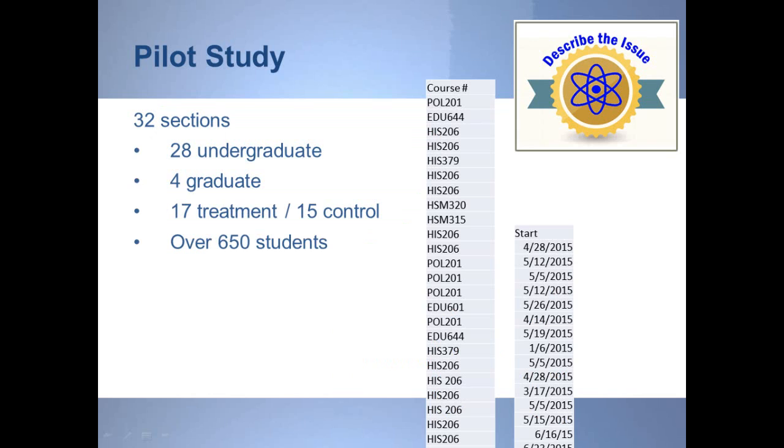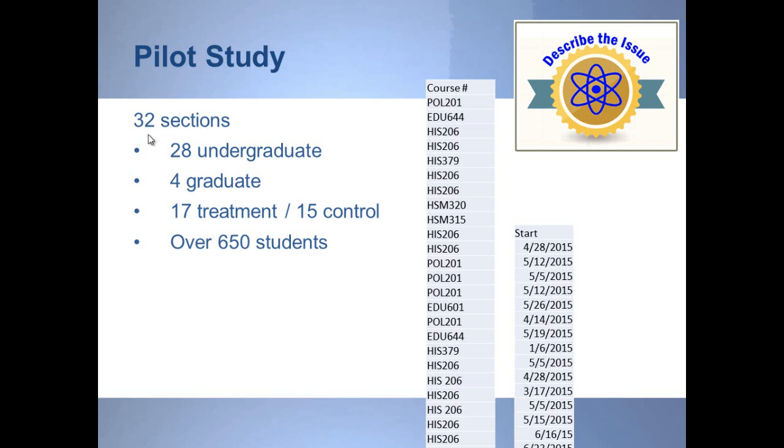The pilot consisted of 32 sections, 28 undergraduate and 4 graduate, 17 treatment, which meant that we tested the tools and the critical thinking model in the classroom, and 15 control groups. The control courses were courses that were taught previous to the treatment. So the courses were identical in instructor and course, but we used courses that were taught prior to introduction of the critical thinking treatment or critical thinking model.